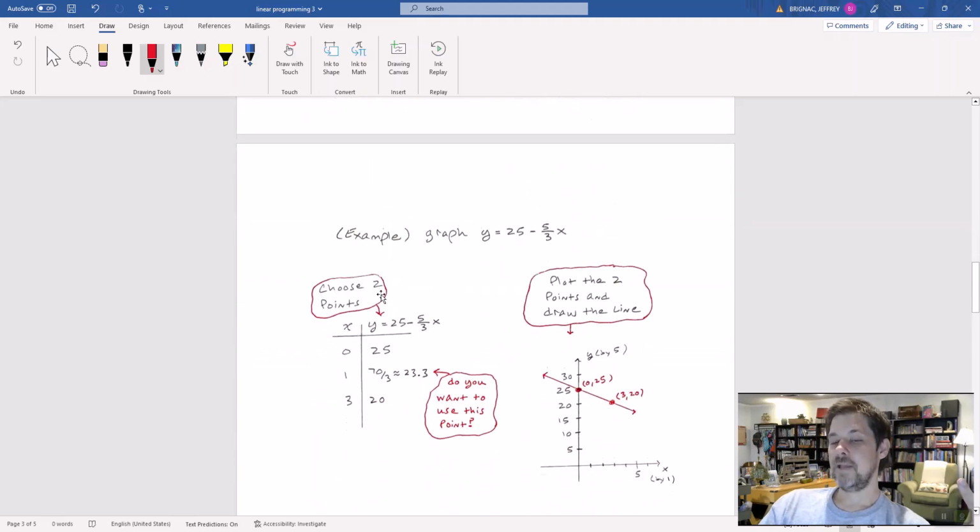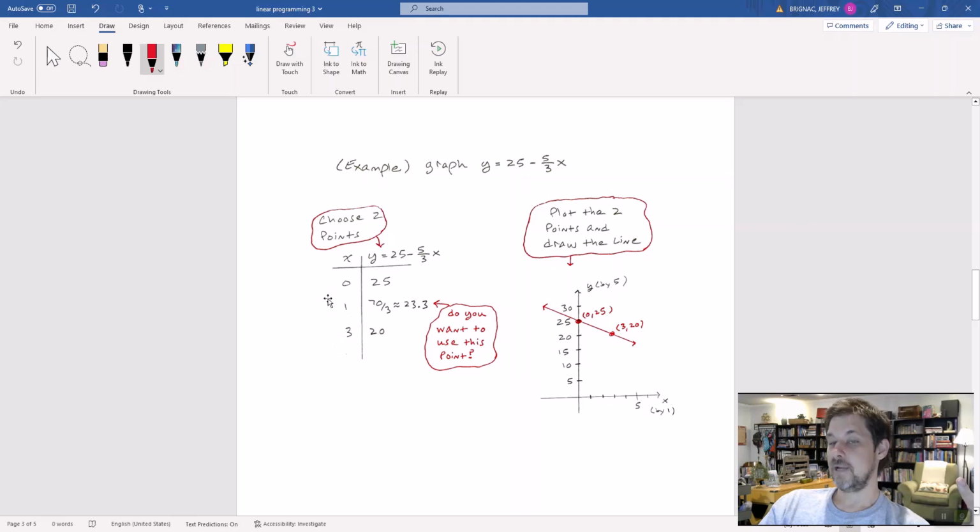Now it might be that if you choose just some random x's and you plug them in, you get the y's, you might not get nice numbers. Like when I chose 1 and I put it into this equation, the number I got was 23.3. You can plot that point if you want to. It might be kind of hard on a graph or graph paper to figure out where 23.3 is exactly, but you could get it close and you could probably get it good enough, okay? But if you choose the right way, you could get nice round numbers, all right?